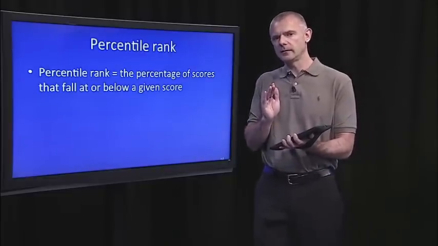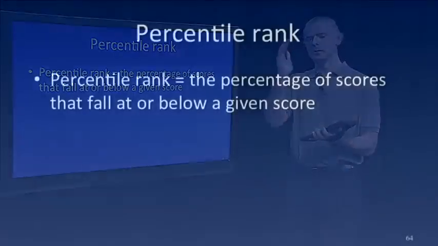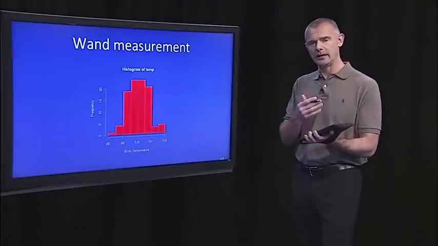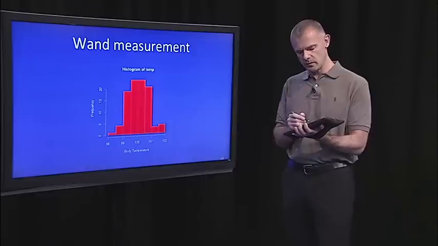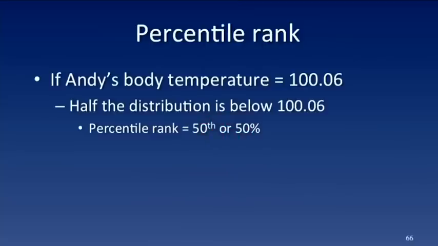We can take that z-score and then convert it into a percentile rank. And percentile rank is simply the percentage of scores in the distribution that fall at or below the given score. So what percentage of the distribution is below my temperature if it's 100.06, if I'm average, if my z is 0? Well, 50%, right? I'm right at the average. If we're assuming this thing to be perfectly normal, then it's symmetrical, so 50% is below the mean. So if my body temperature is 100.06, my z-score is 0, my percentile rank is the 50th percentile.